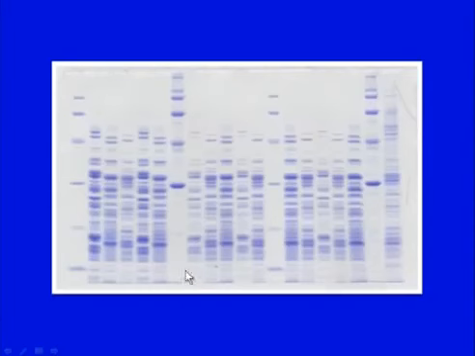After staining, the gel will look something like this. Here, these are molecular weight markers, and these are different samples which have been run. You can see these blue bands here, which have been stained with Coomassie brilliant blue. This is how you can see your gel and the different band patterns.